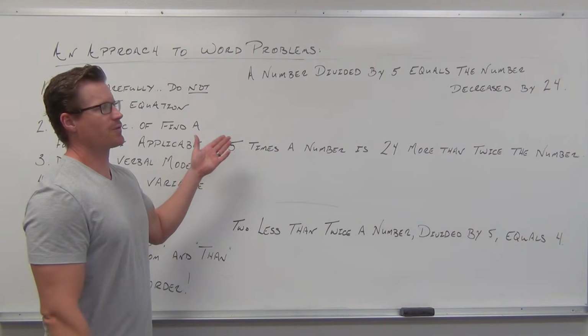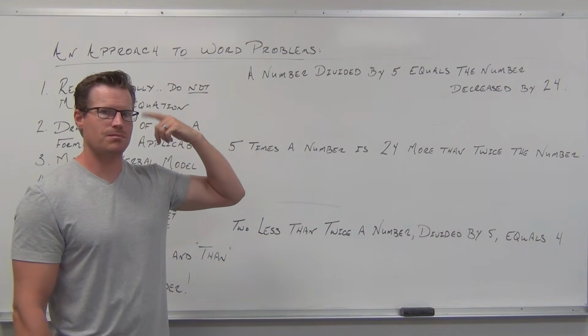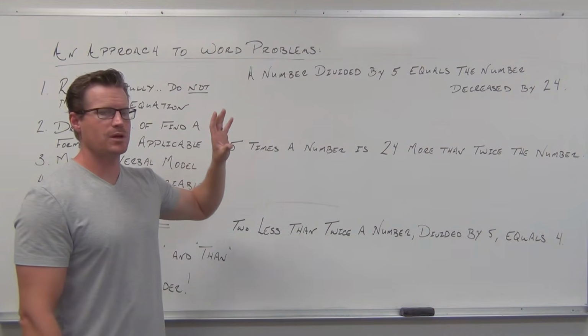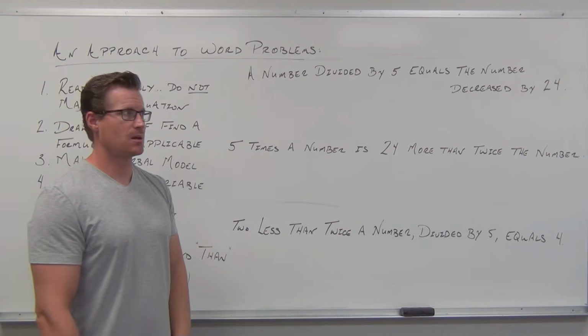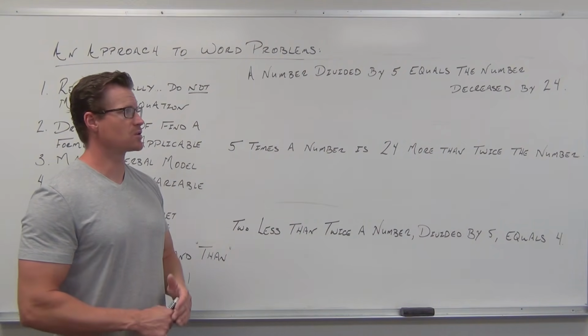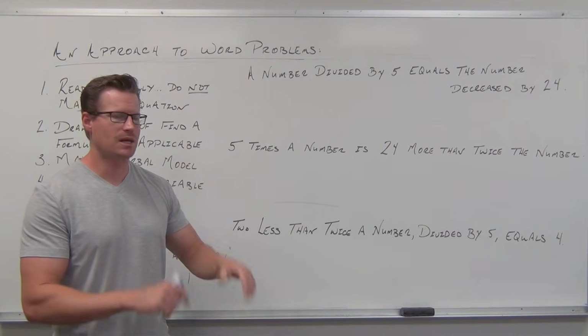So we'll read it carefully. Read it at least 2 times. A number divided by 5. Right now we're getting some math in our head. We're seeing what operations are there. We're looking for a word that means equals. Sometimes it just shouts at you. That's cool. Equals the number decreased by 24. No problem. So we're getting these things in our head, but we're not writing anything down yet.